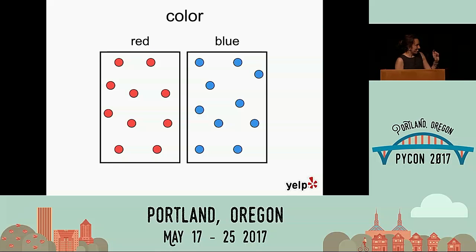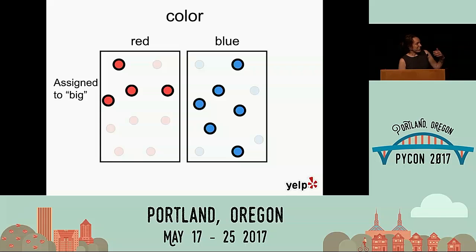And one more. So here's the color experiment. If I'm highlighting everyone who was assigned the same thing in the other experiment, they're pretty evenly distributed between the two.